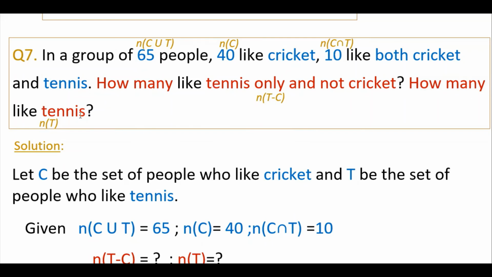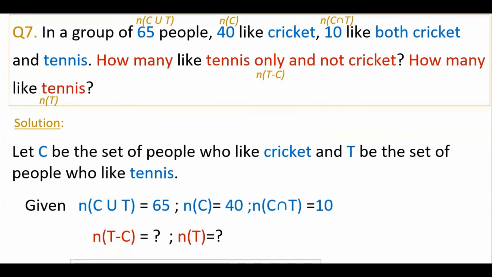Here, how many like tennis? So how many like tennis means N of T. These people can also like cricket. So N of T, this is the difference between this and this. This is N of T, means they like tennis. They can like cricket also. But here they only like tennis but not cricket. So you have to exclude completely C here. This is the difference between these two values.